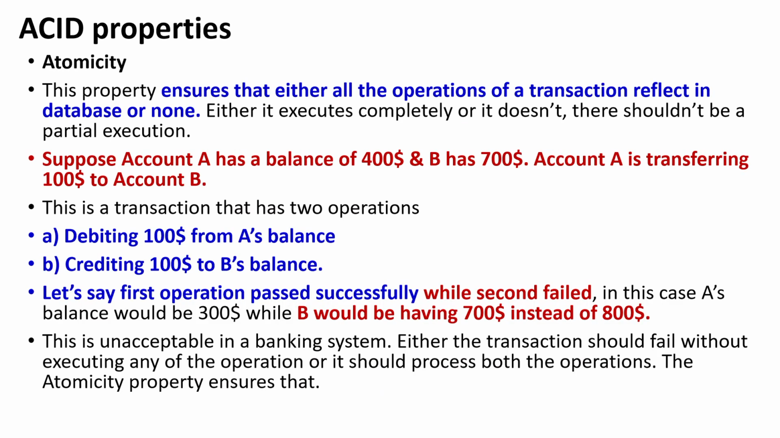So basically, as I explained earlier, atomicity ensures that all operations of a transaction are reflected in the database or none are. Suppose account A has balance $400 and B has $700. Account A is transferring 100 to B, debiting 100 from A, crediting 100 to B. Let's say the first operation passed successfully while the second failed. In this case, A's balance would be 300 while B would be having 700 instead of 800. This is unacceptable in a banking system. Either the transaction should fail without executing any of the operations or the process should be complete.